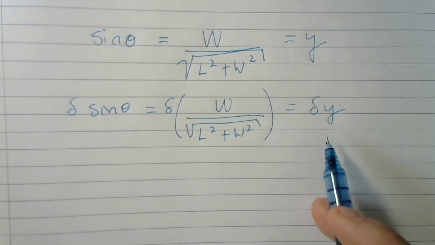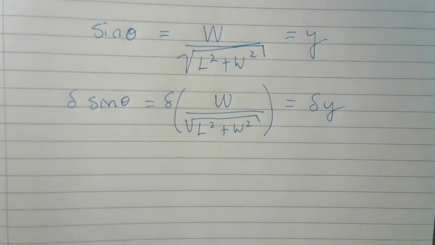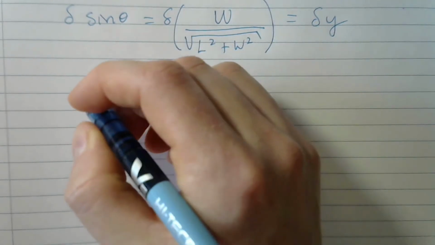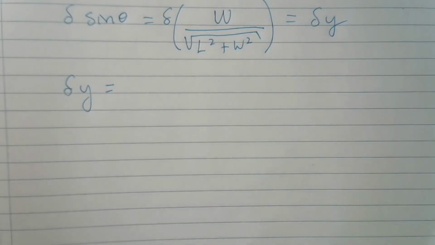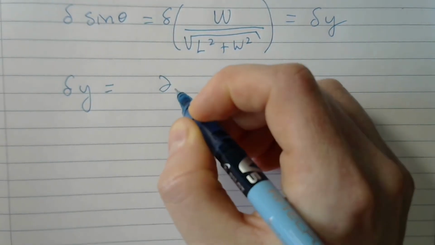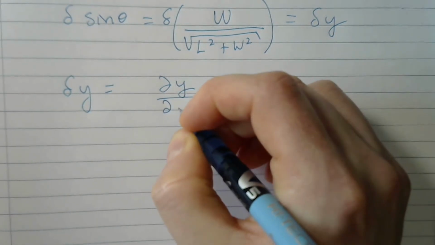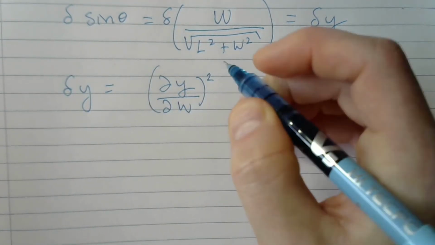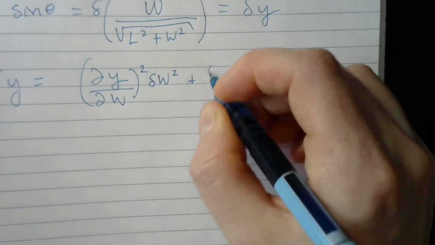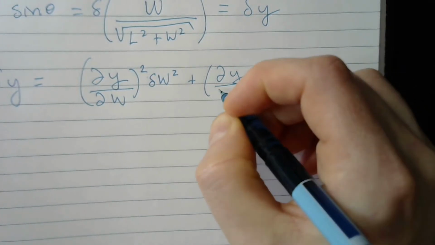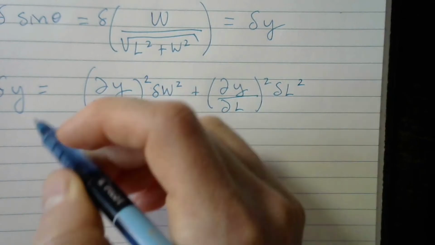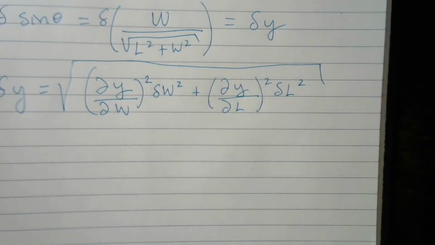So when you're finding the uncertainty for y, it's going to depend on two variables, L and W. So that means we're going to write our calculus formula. So we'd have a partial derivative of y with respect to W, squared, times uncertainty of W squared, plus partial derivative of y with respect to L, squared, times uncertainty of L squared. And then this whole expression is also square rooted.